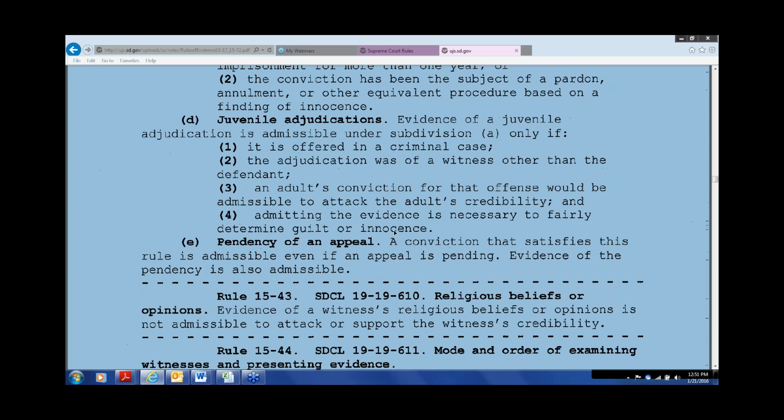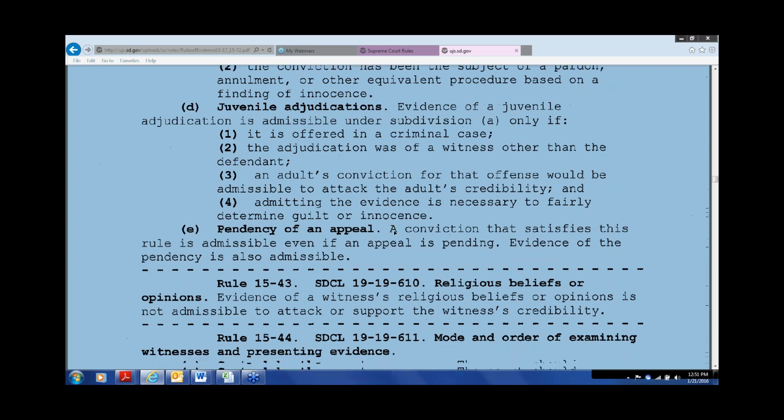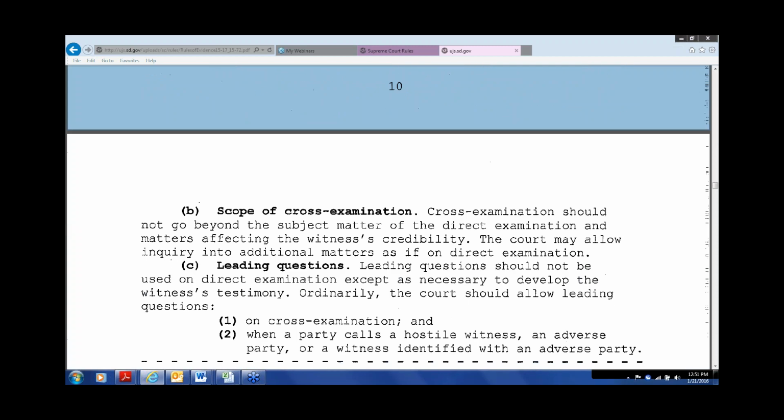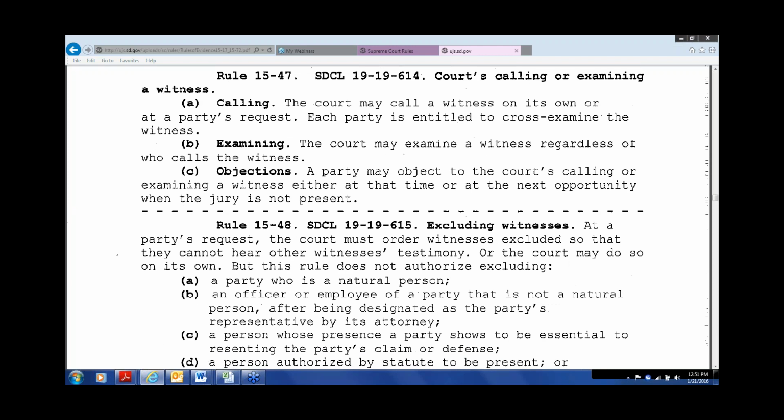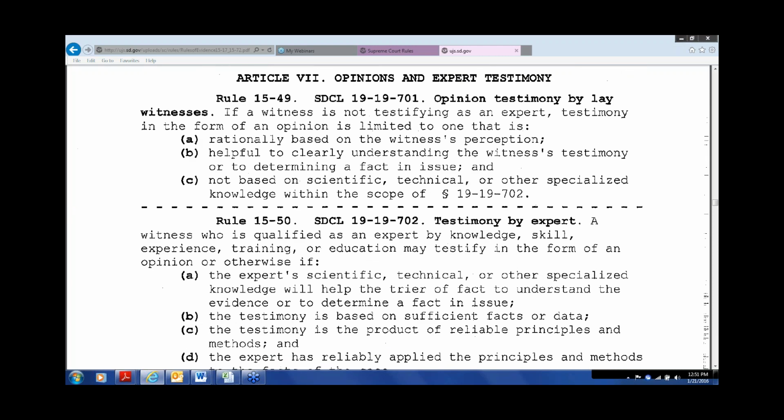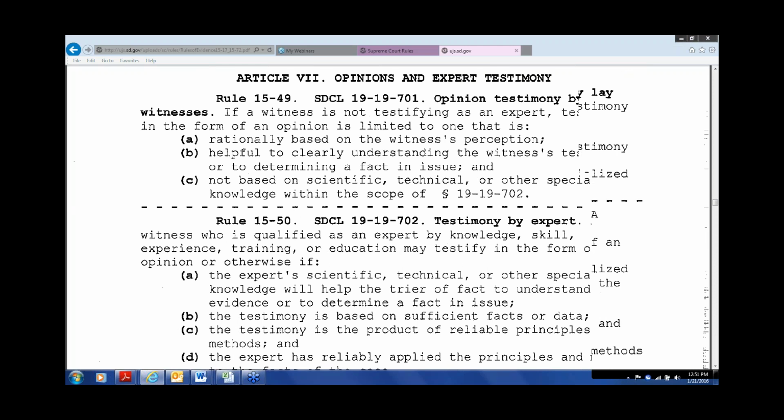The next article that we need to talk about is Article 7, and this deals with opinions and expert testimony. We now track the federal rules except in an important respect, and that deals with Rule 704.